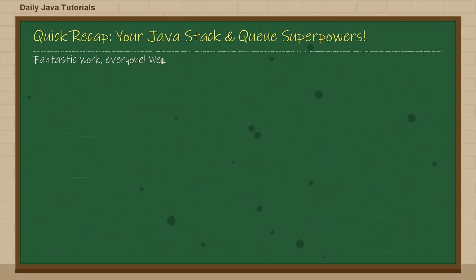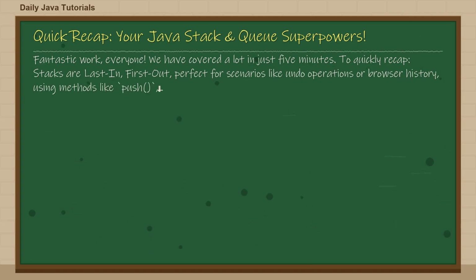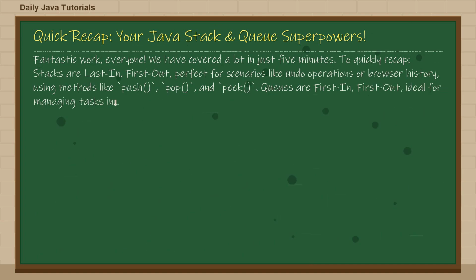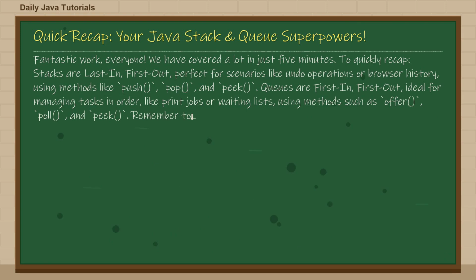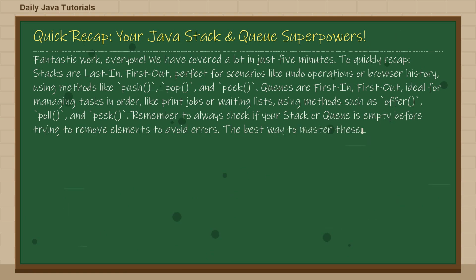Fantastic work, everyone. We have covered a lot in just 5 minutes. To quickly recap, stacks are last in, first out, perfect for scenarios like undo operations or browser history, using methods like push, pop, and peek. Queues are first in, first out, ideal for managing tasks in order, like print jobs or waiting lists, using methods such as offer, poll, and peek. Remember to always check if your stack or queue is empty before trying to remove elements to avoid errors.